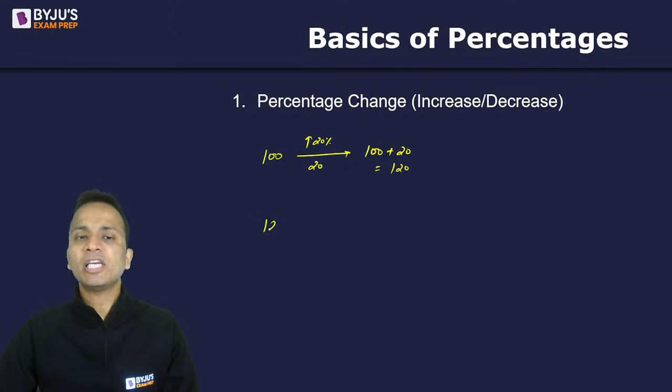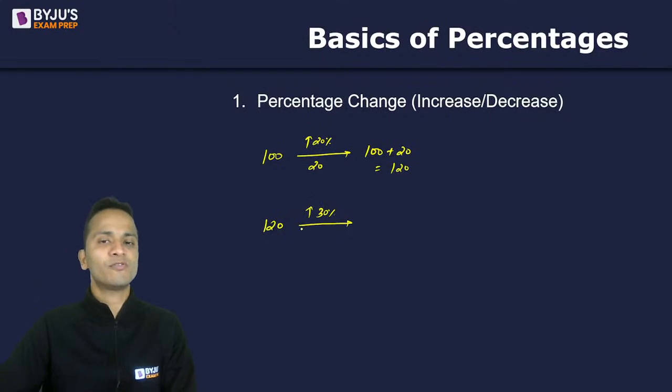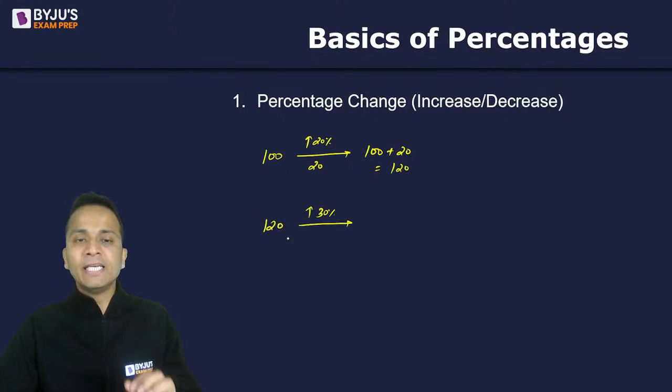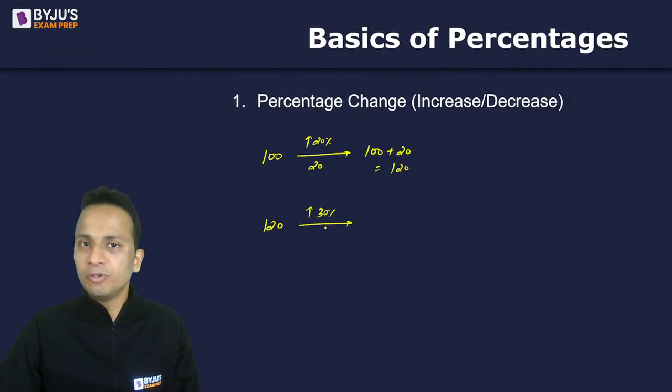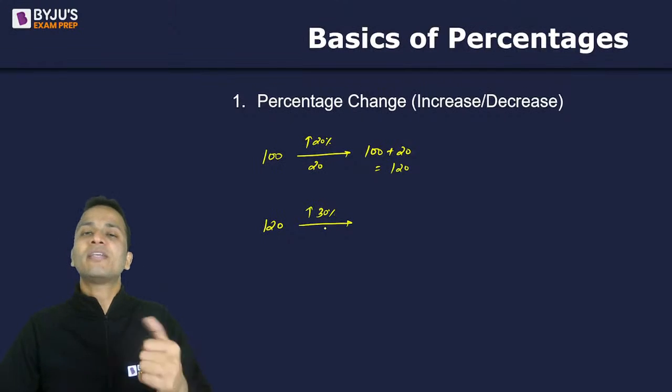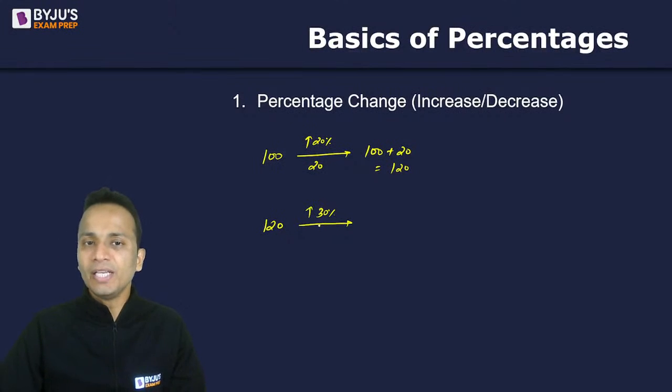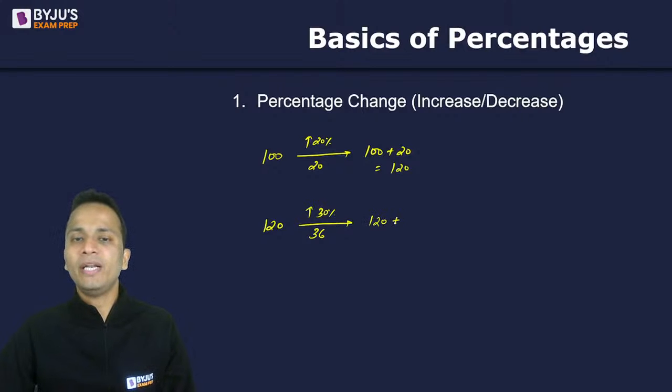So now let's say initial value is 120 and there is an increase of 30% on this value. What will be the final value? So 120 is the initial value, increase of 30%. So I'll calculate 30% of 120. So 30% of 120 by value, it will be 36. Okay. So the final value will be 120 plus 36. That is 156.